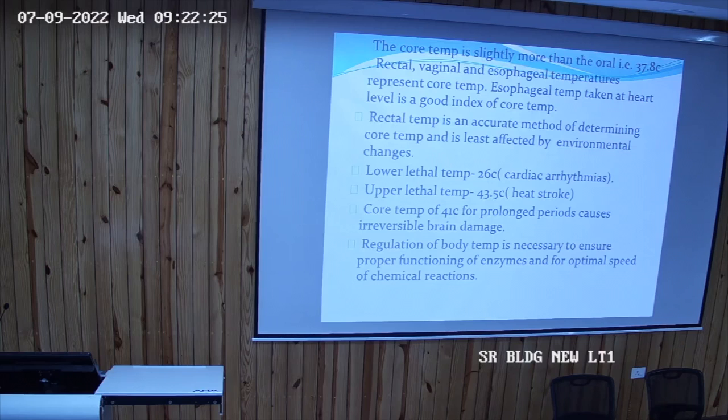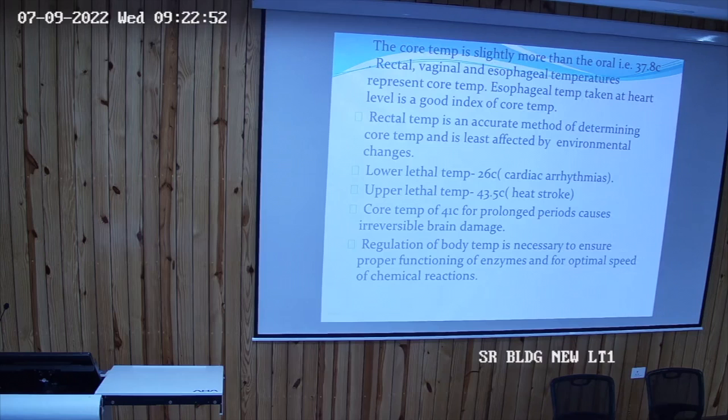So in one slide you have 3 MCQs minimum. And at least an idea regarding a short note. If a question comes regarding the core temperature, you have to start your answer with the normal value, and then what is core temperature, what is the normal value of the core temperature, and how it is maintained.